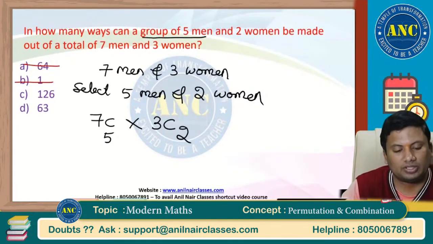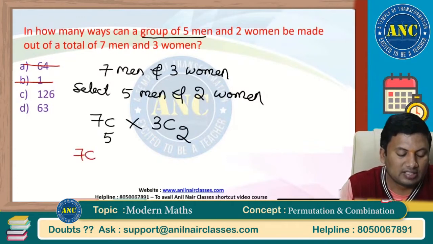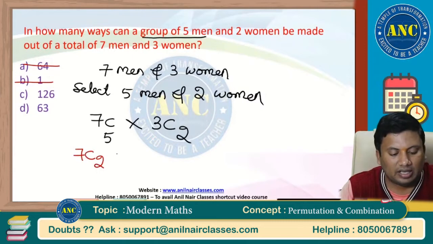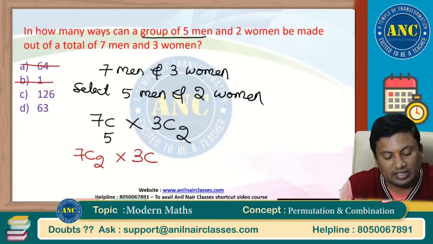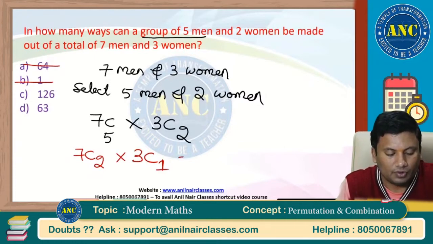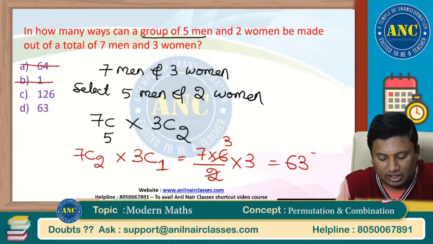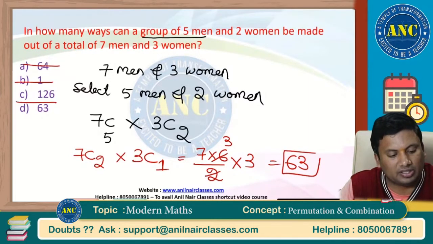So, 2 options are eliminated just like this. 7C5: out of 7, selecting 5 is nothing but rejecting 2. Out of 3, selecting 2 is nothing but rejecting 1. It is nothing but 7 into 6 by 2 into 3. 3 3s are 9, 9 7s are 63. Answer is nothing but 63.